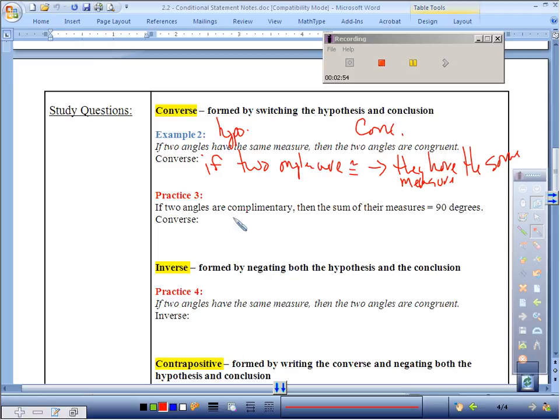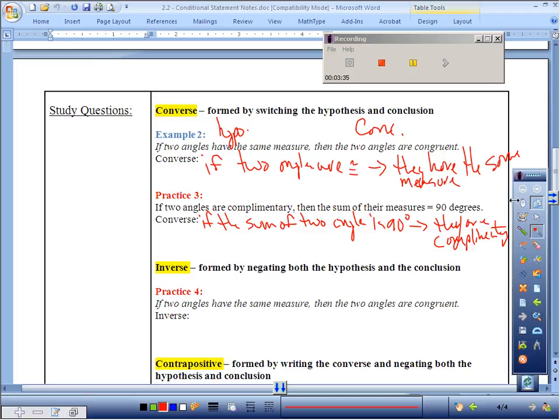And when we make the converse of this, we have if the sum of two angles is 90 degrees, then the two angles, or they, are complementary. So we have the hypothesis and the conclusion, and we've simply reversed them to create the converse.